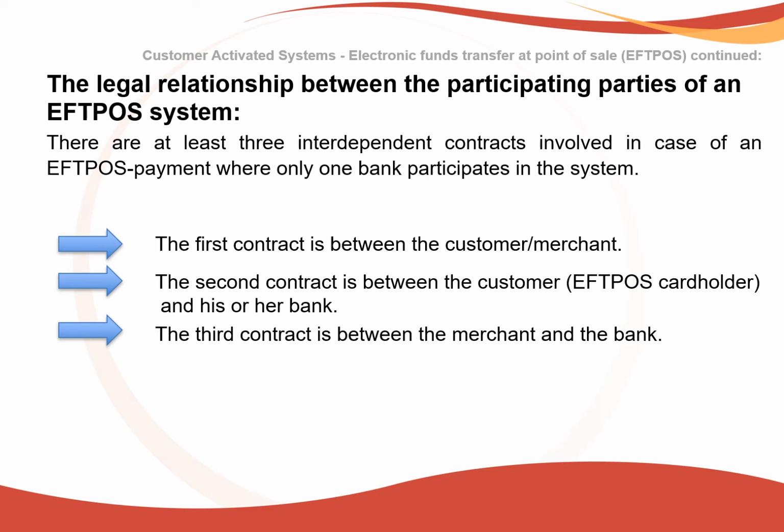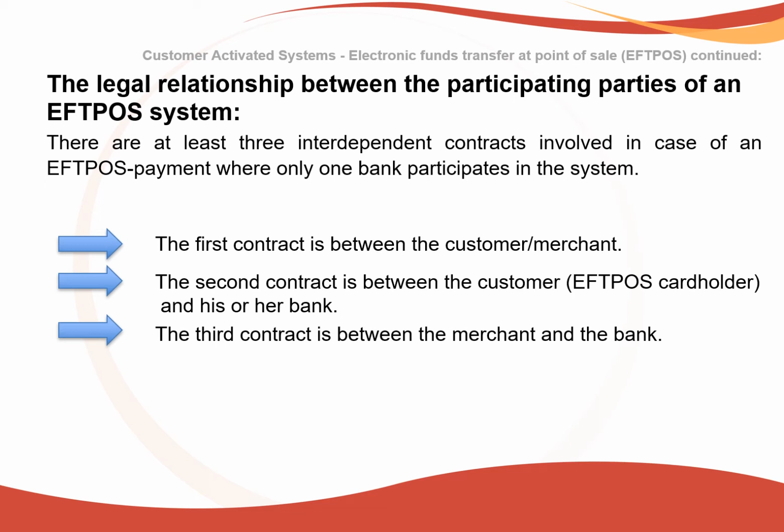We will now discuss the first contract, which is between the customer and the merchant. There are 2 elements to this contract. There is the element of sale of an item, but an equally important element is that the merchant will accept a properly validated EFTPOS card as payment of the customer's obligation. This second element is implied from the presence of an EFTPOS card reader at the pay point of the merchant, and also a sign that indicates that EFTPOS payment is accepted as a method of payment.